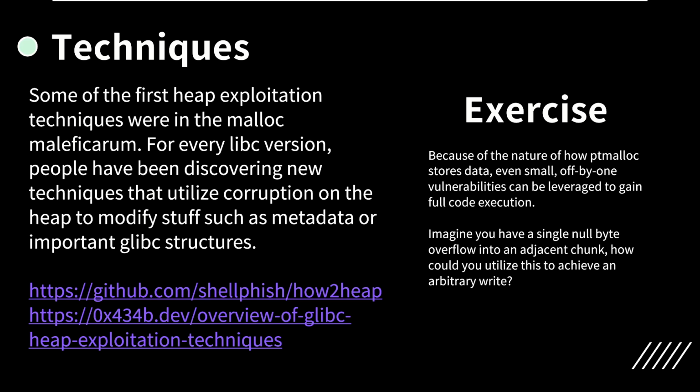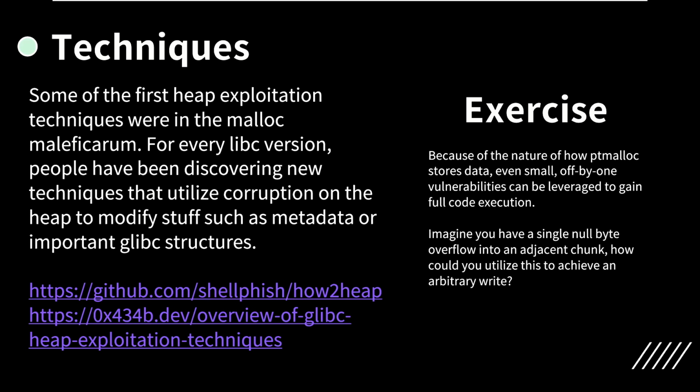So for every libc version, people have been discovering new techniques that utilize corruption on the heap, to modify stuff such as metadata, important glibc structures. I kind of briefly talked about that when I hinted that we could use the unlinking attack to overwrite global max fast. But these heap exploitation techniques can actually get really cool. There's still a heap exploitation technique discovered by Project Zero that you can do today. And the one primitive you need for an arbitrary write is a single null byte overflow, which actually does still occur a lot because people don't know how to parse strings.